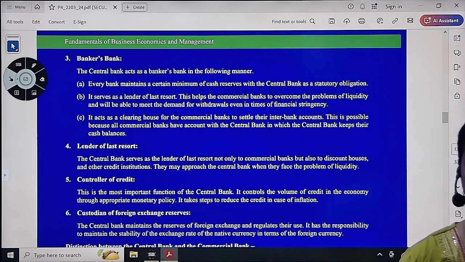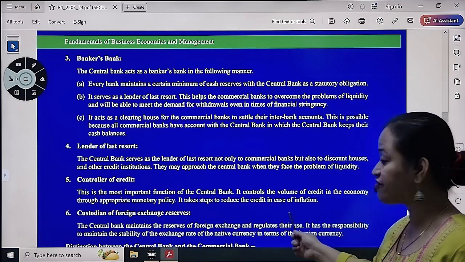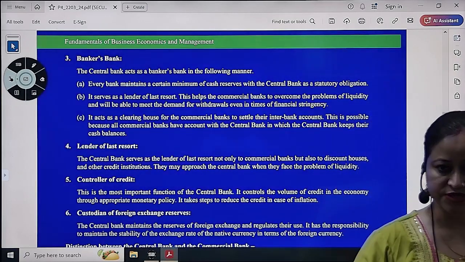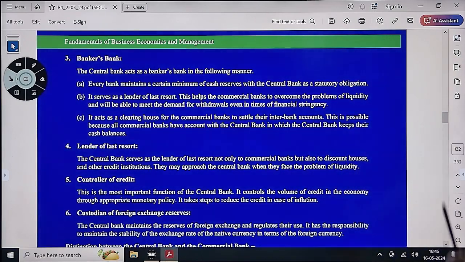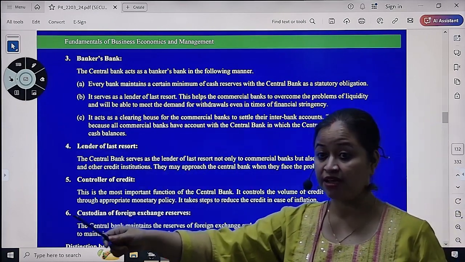Okay, पैसा दे दिया, इन्फ्लेशन बढ़ा दिया. Okay, then the central bank will come into the picture and will try to control credit, with the help of various techniques, qualitative and quantitative techniques. So here, this is the most important function of the central bank. It controls the volume of credit in the economy through appropriate monetary policy. So with the help of various techniques, the central bank will try to control the volume of credit that is created by commercial banks.